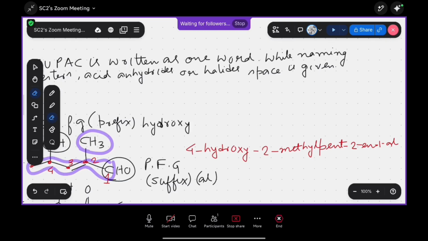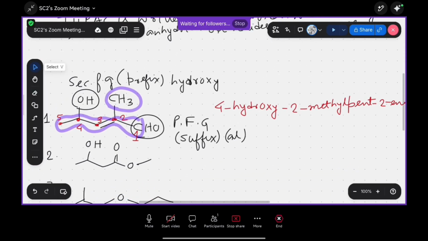You have been seeing from the past videos as well that, see here, between 4 and hydroxy H there is a dash. Between Y and 2 there is a dash. Between 2 and methyl M there is a dash. Between pent T and 2 there is a dash. Between each alphabet and a number there will be a dash. After this, let's come to the next example.